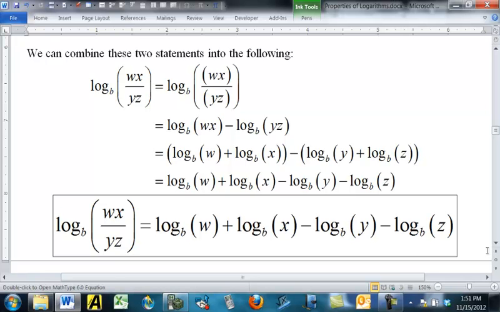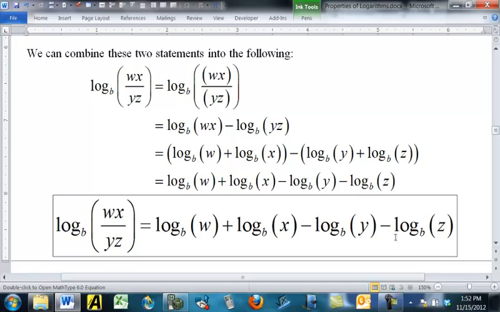Now we're going to use the other property that we had to turn a product into the sum of two logs. So log base b of wx is log base b of w plus log base b of x. Log base b of yz is log base b of y plus log base b of z. Now watch out, this minus is on the whole thing, so we need parentheses here. The first parentheses we can just drop, the second one we distribute. So we finally get this expression here. It says log base b of wx over yz is log base b of w plus log base b of x minus log base b of y minus log base b of z.